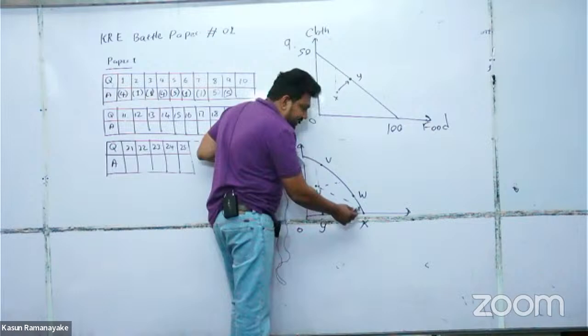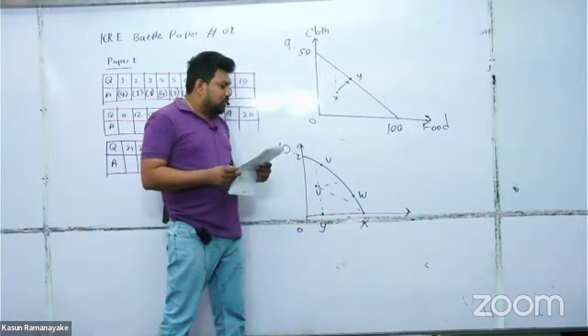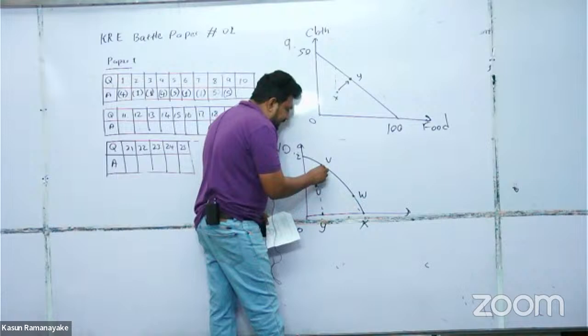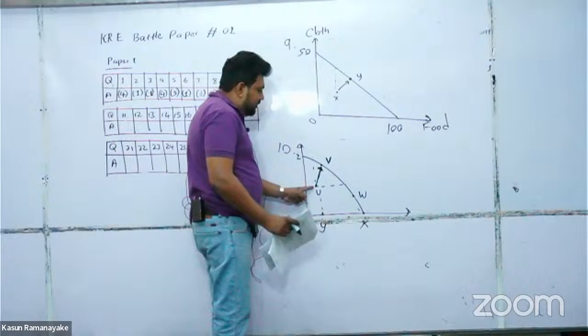Not the answer. Okay. Then X2 is W. X2 W cannot be taken with movement along the PPC. But U2 V, look at this. U is here. V is here. That movement is within the 90 degree rule as well. Within 90 degree, it's moving. Because of that, both of the goods are increasing.